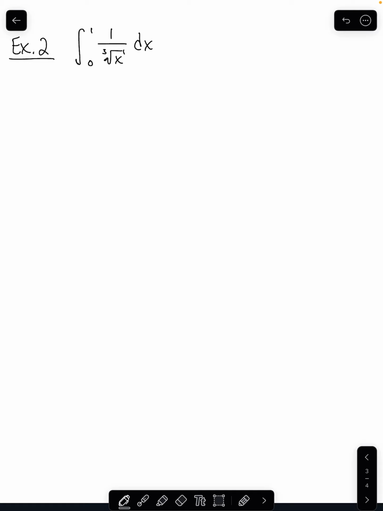So, like before, this has an infinite discontinuity at x equals 0, and so we need to replace the lower limit with a variable a. At this point, I will also recognize that in order to do the antiderivative, we're going to need to rewrite 1 over x to the cube root of x as x to the negative 1/3.